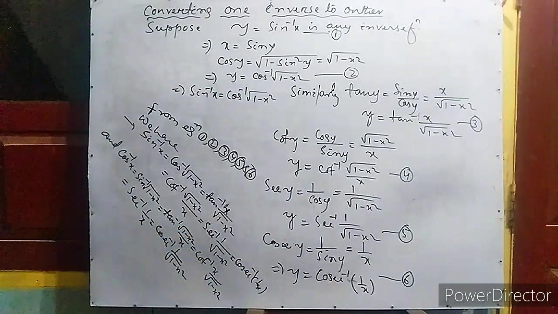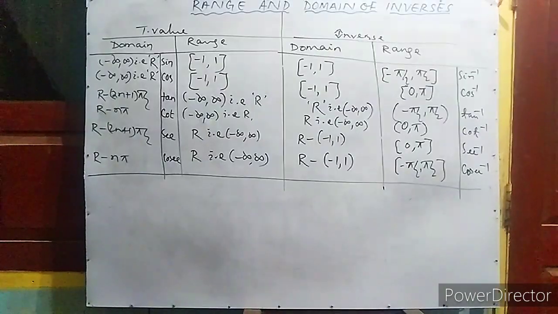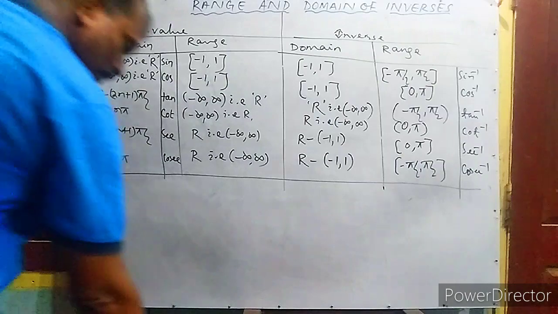Here we convert sin inverse to other inverses. In a similar format you apply and convert cos inverse x to the rest of the inverses, and you convert this in this way. The first one I have already discussed. By the same format you will get this. So in a little while we will discuss more about this. So far we have discussed converting one inverse to another inverse.